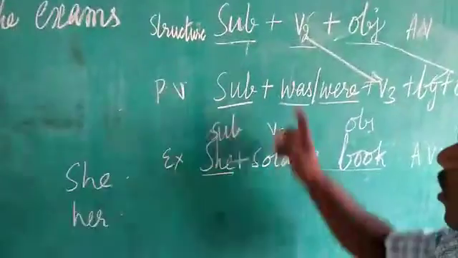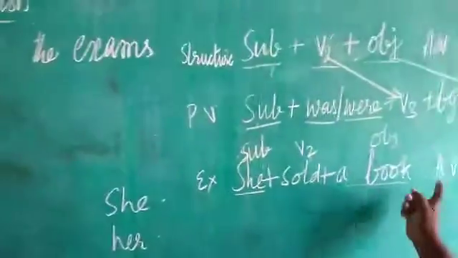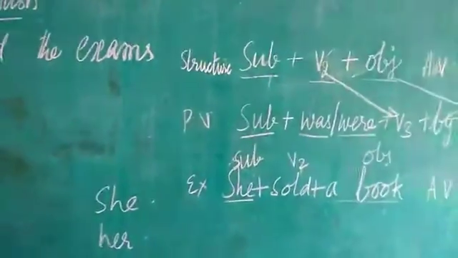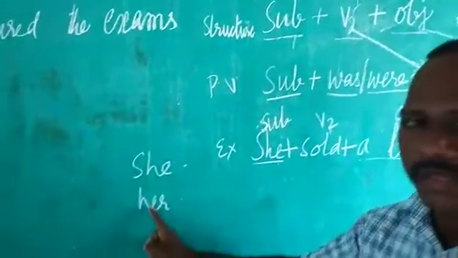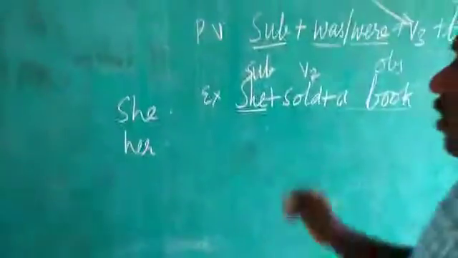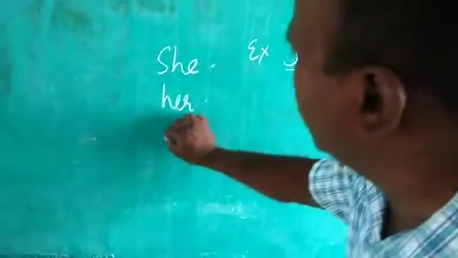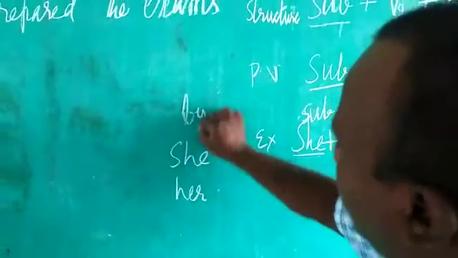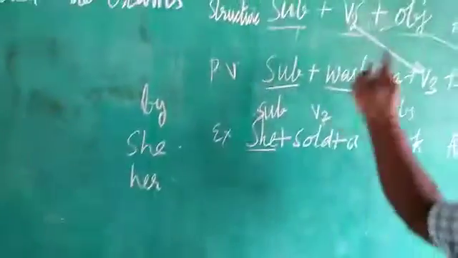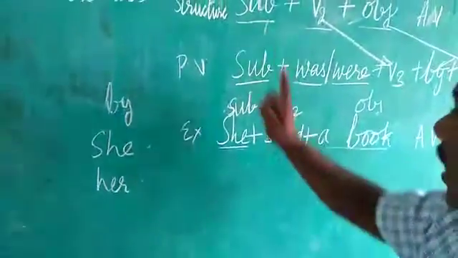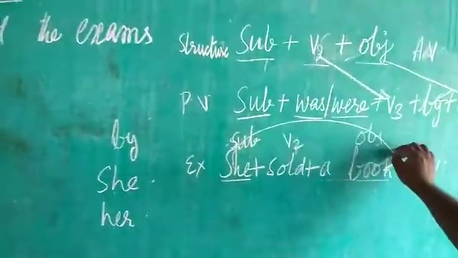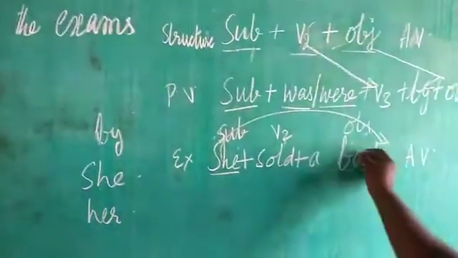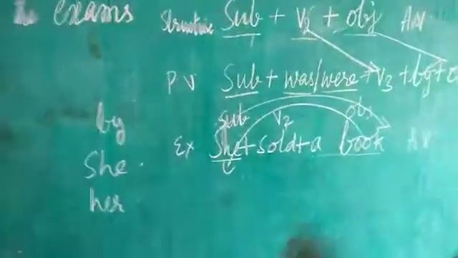Now here, children, if you want to change it into passive voice, she will change into her. Remember this. She will change into her. And you have to add by. Where to add by, I'll tell you. Now when you want to change active voice to passive voice, children, subject will become the object, object will become the subject. Okay, I'll write the sentence, then you'll understand.